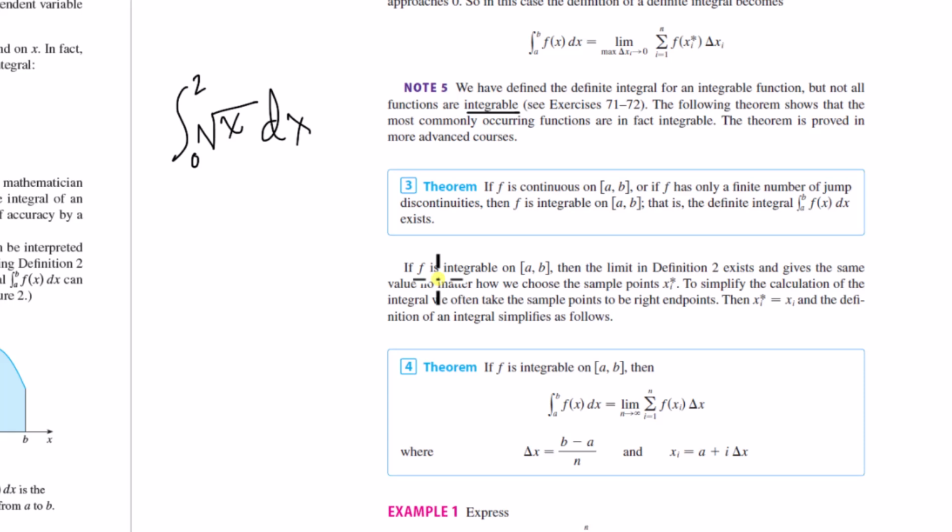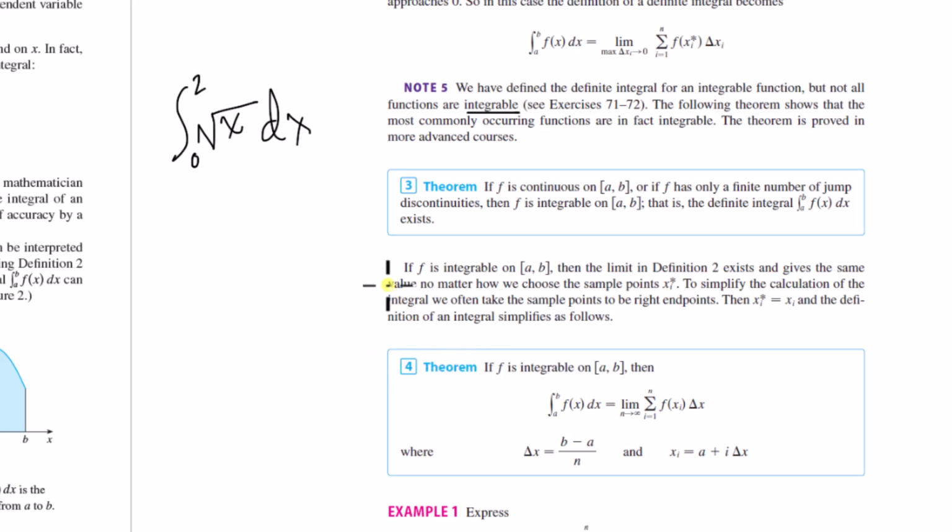That's it. If f is integrable on a to b, then the limit in definition 2 exists and gives the same value no matter how we choose the sample points. That's right. Once you take the limit as n approaches infinity, then it doesn't matter if you choose the left endpoints, the right endpoints, the midpoints. To simplify the calculation of the integral, we often take the sample points to be the right endpoints. Then xi star is equal to xi, and the definition of an integral simplifies as follows.